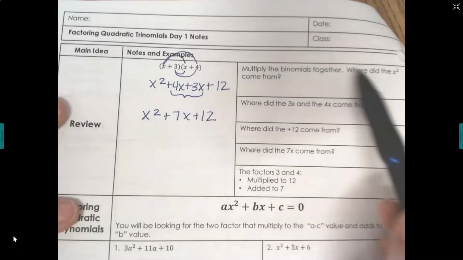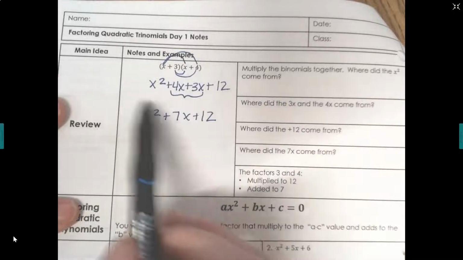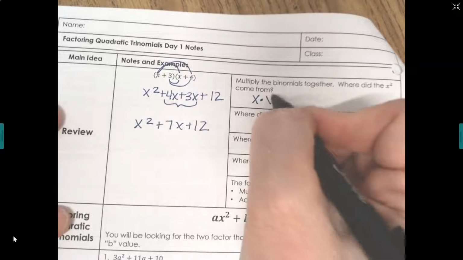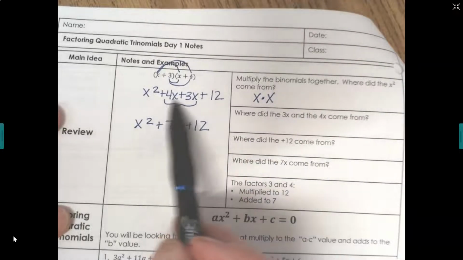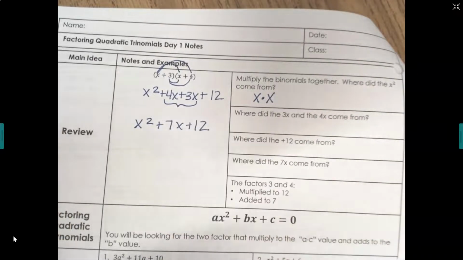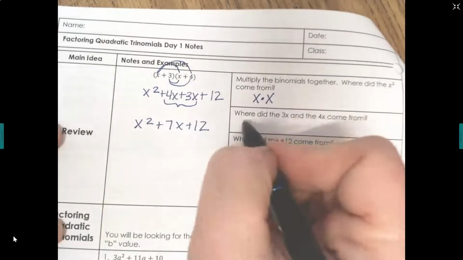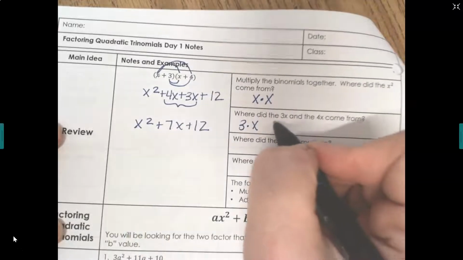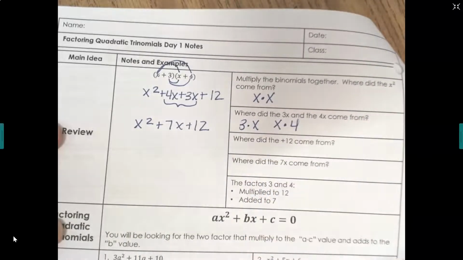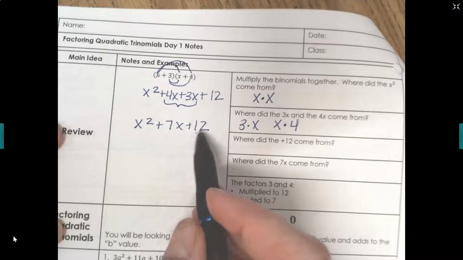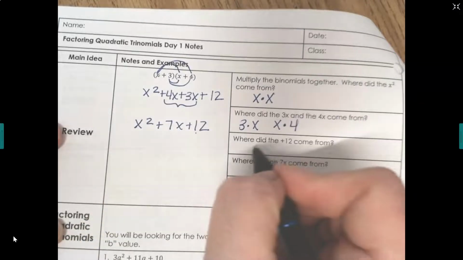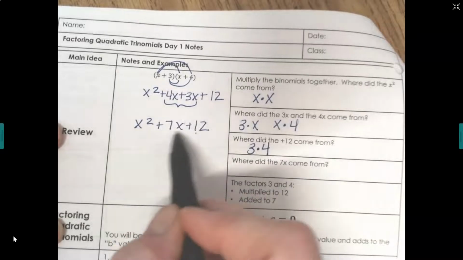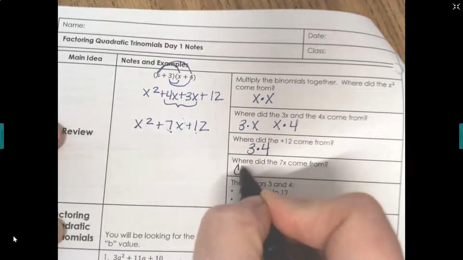So when we multiply these two binomials together, where did the x squared come from? The x squared came from multiplying x times x. Where did the 3x and the 4x come from? Well, the 3x came when we multiplied 3 times x, and the 4x came when we did x times 4. Where did this 12 come from? The 12 came when we did 3 times 4. And then where did this 7x come from? That came from combining like terms.